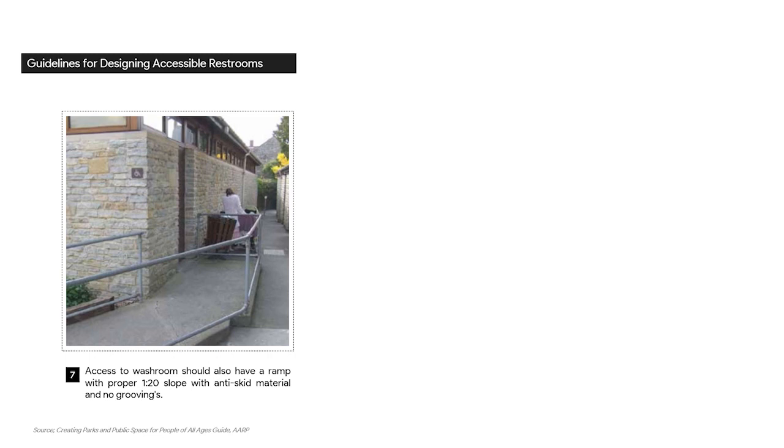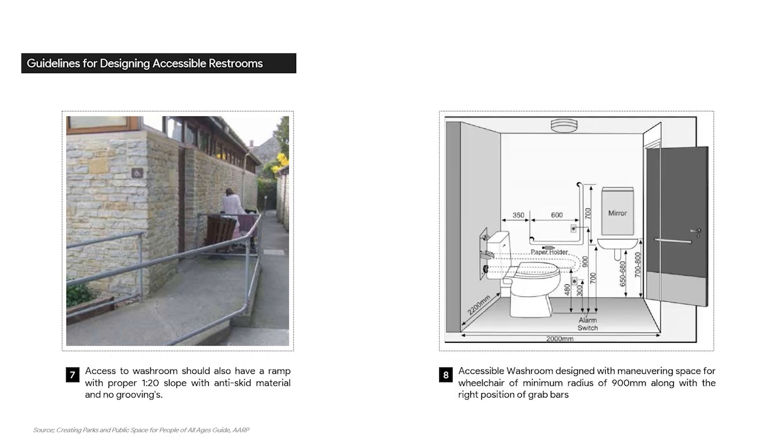Access ramps to restrooms need to be designed similarly to entry ramps, with a slope of 1 is to 20. Disabled-friendly washrooms need to have a maneuvering space of at least 900 mm radius for wheelchairs.